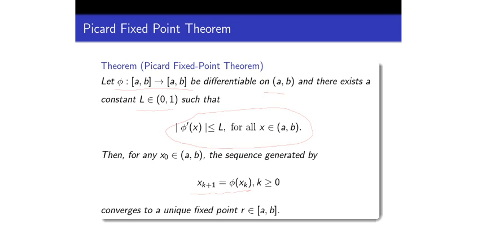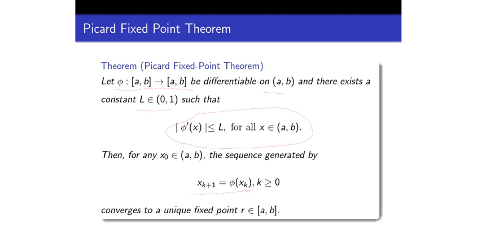A positive number strictly less than 1. So L belongs to (0, 1). That is very important. Once you know that, the sequence generated by this functional iteration scheme converges to a unique fixed point R in AB. So if I show that this implies phi is contractive, then I am through. How would I show that?